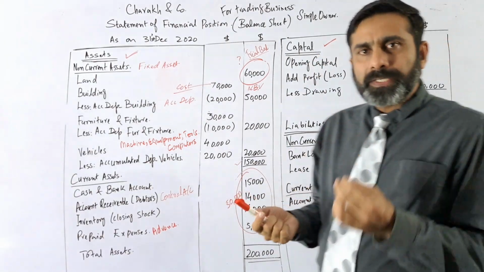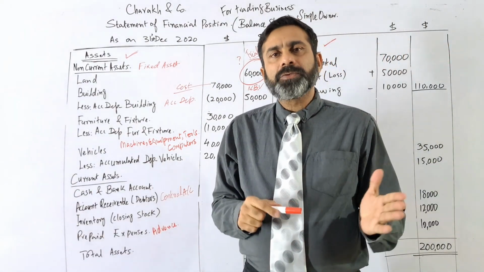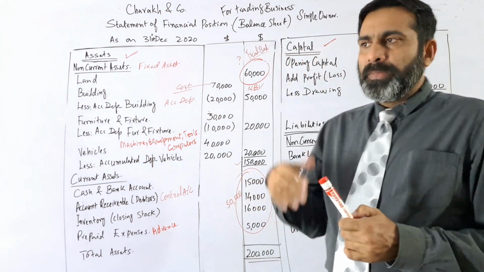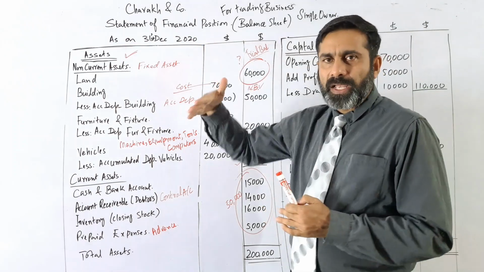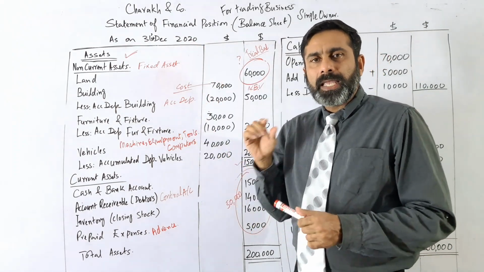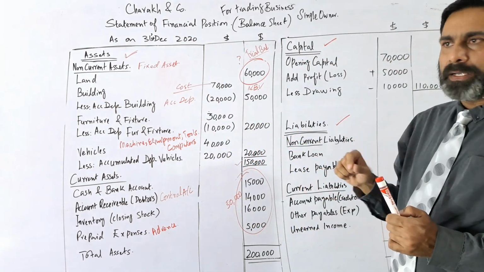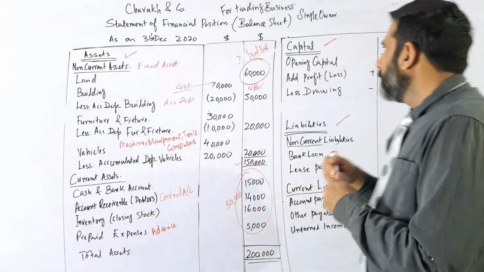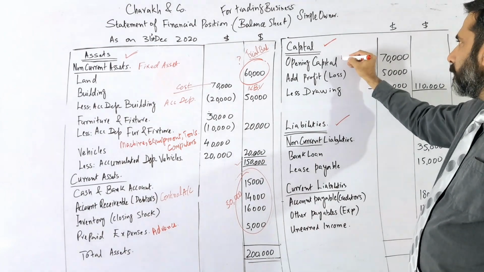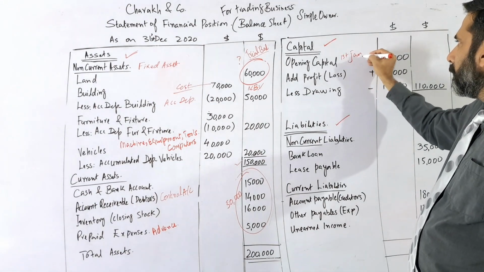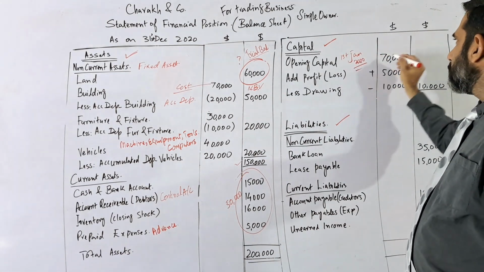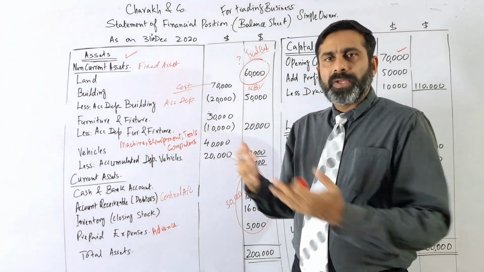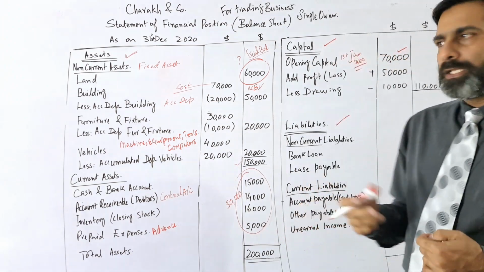So what is the capital? Capital is simply an investment by the owner into the business. This business has been running for the last 5, 10, 15 years. So the opening capital at the start of this year, if it is 31st December 2020, means the opening capital on the 1st of January 2020. How much is this? This is 70,000. The capital from the previous year is 70,000 as the opening balance.